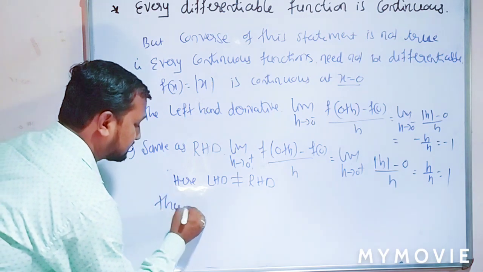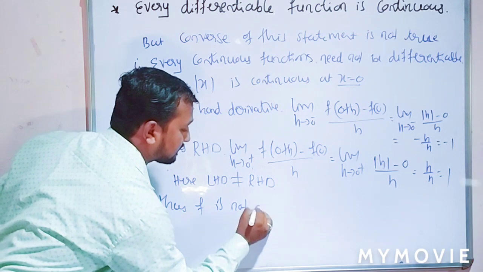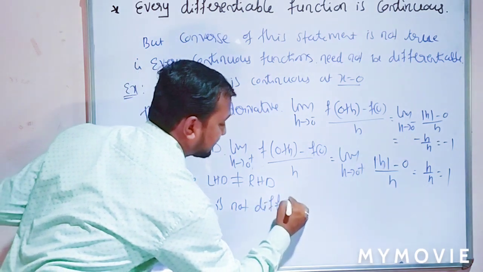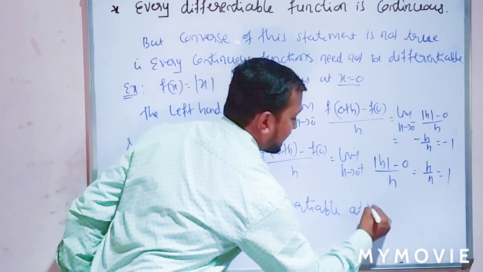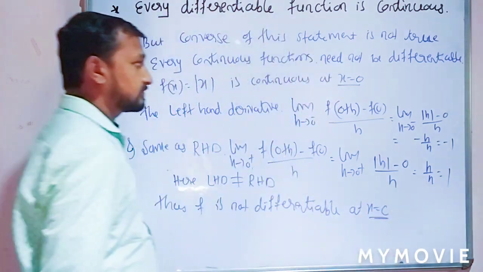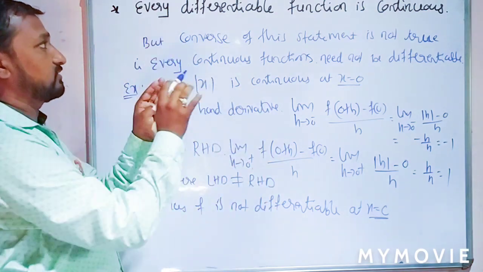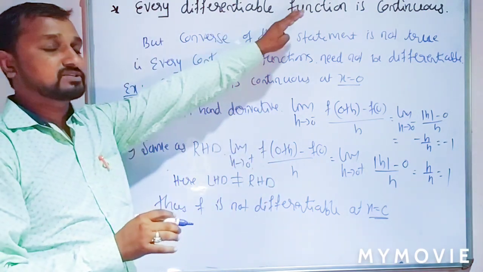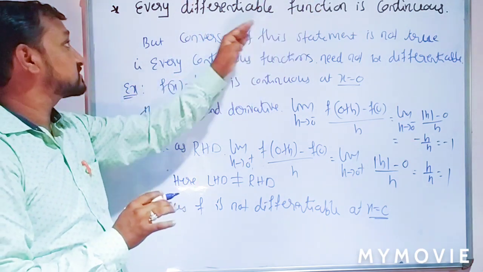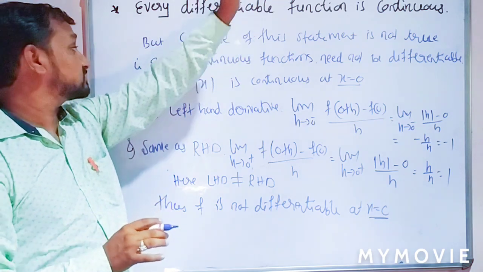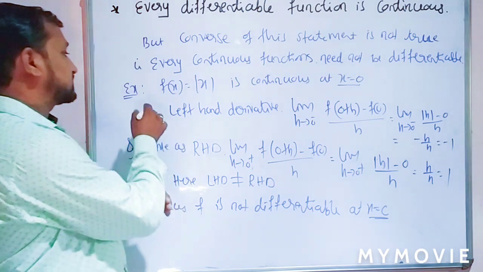Thus f is not differentiable at x equal to c. This is a corollary. So we conclude that every differentiable function should be continuous. Is that clear? But its converse statement is not true. That is, every differentiable function is continuous, but every continuous function need not be differentiable. So this is the example.